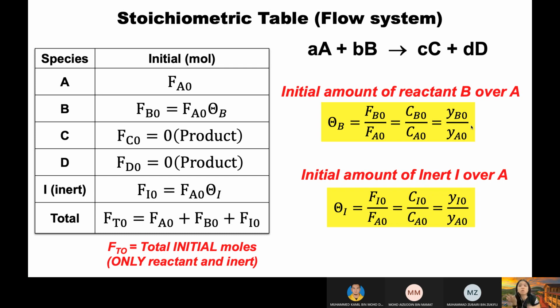Kita akan set, kita akan control mole percent ni berapa. So let's say dia kata 30 mole percent B, 70 mole percent A initially. So theta B akan become 0.3 divide by 0.7. Itu adalah nilai theta B kamu.